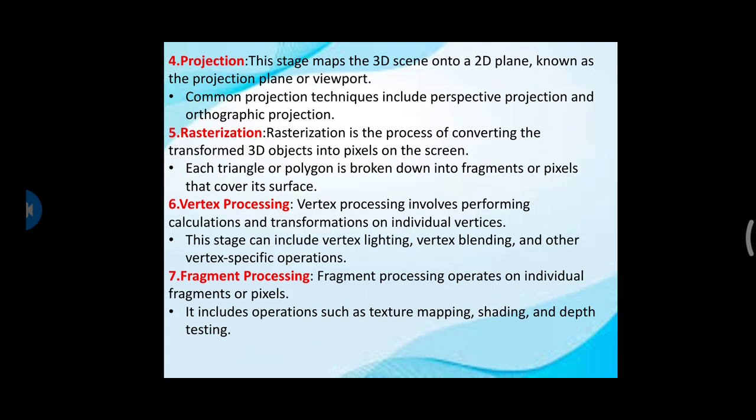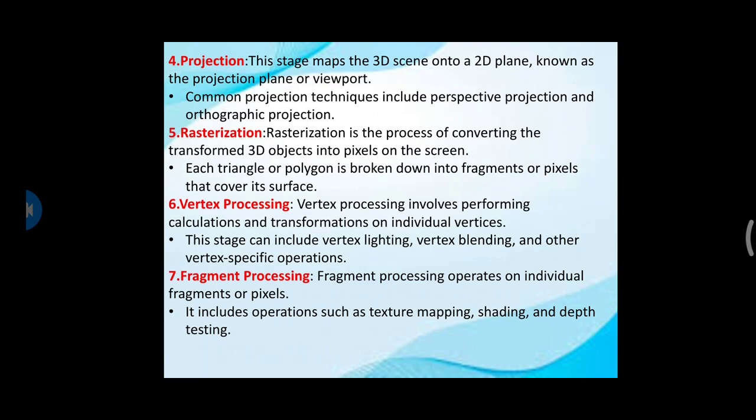Rasterization is the process of converting the transformed 3D objects into pixels on the screen. Each triangle or polygon is broken down into fragments or pixels that cover its surface. Vertex processing. Vertex processing involves performing calculations and transformations on individual vertices. This stage can include vertex lighting, vertex blending, and other vertex specific operations.